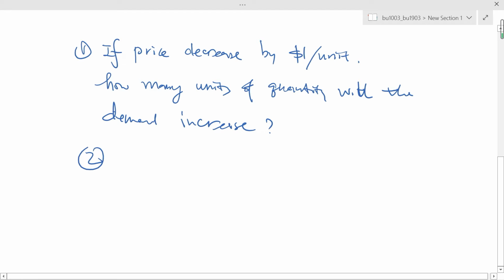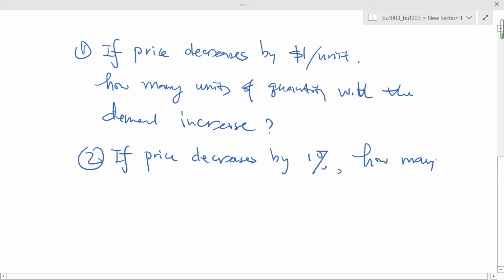The second question we can ask: if price decreases by 1%, how many percent of quantity will the demand increase?